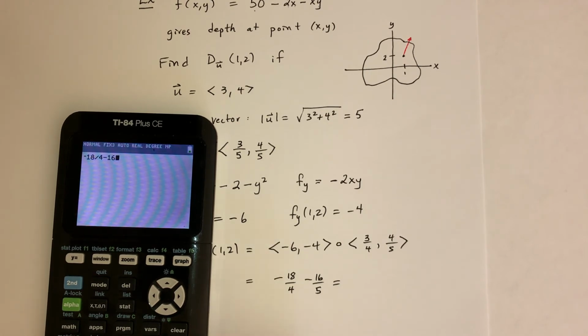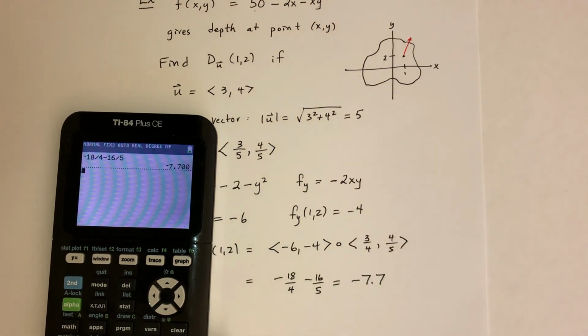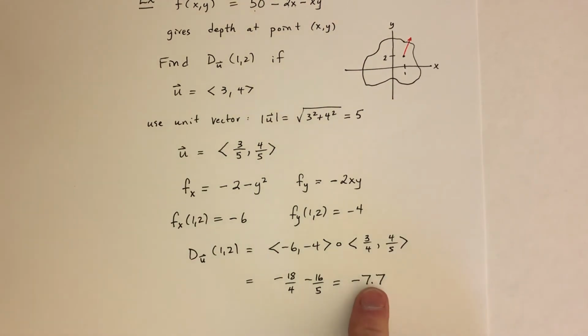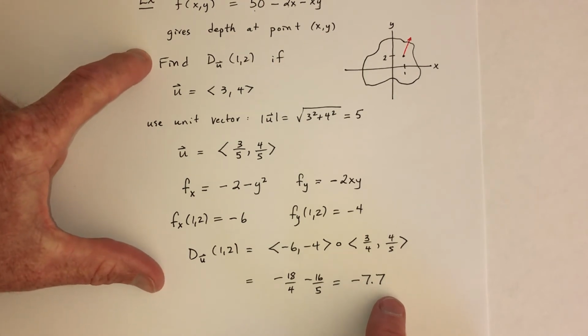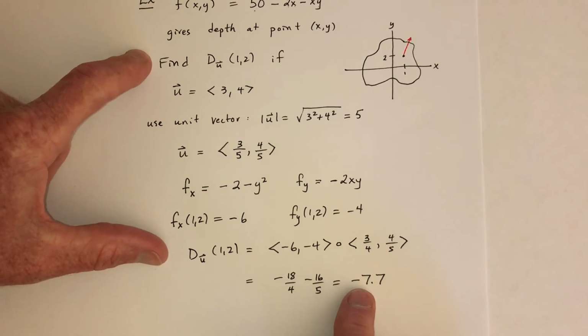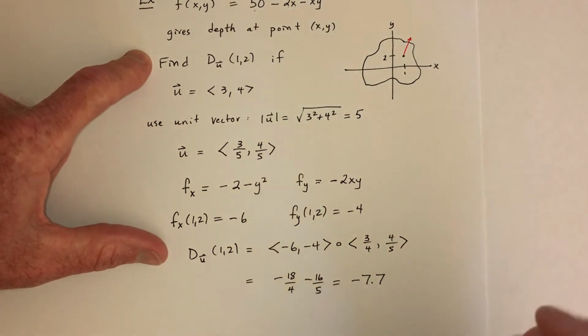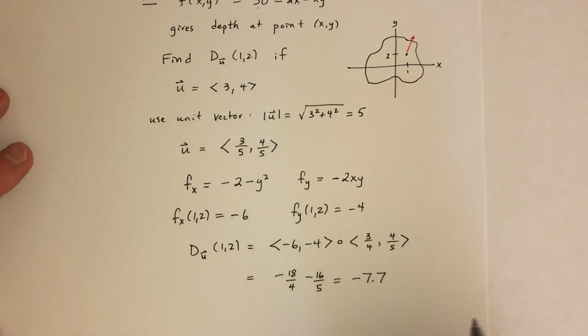-18/4 minus 16/5. So it's -7.7. Now what does that mean? What that means is that the depth is decreasing. So if the depth used to be 100 feet, now it's decreasing by 7.7, so now it's 92.3. So it's actually getting shallower. So if the person is swimming this way, it's actually getting shallower.